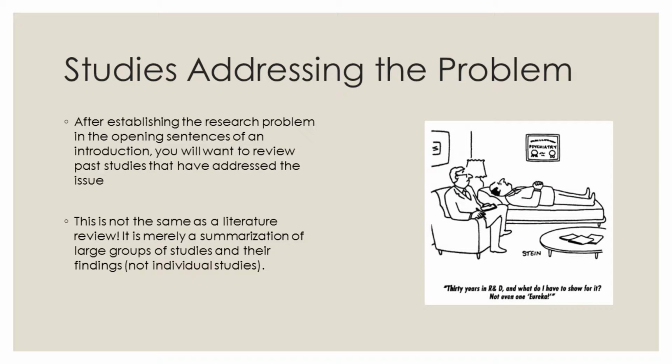After you've clearly established the research problem in the introduction of your research proposal, you will next want to review past studies that have addressed this issue. This is not a comprehensive literature review at this point. This is simply a few studies that you've looked at on the same topic. Basically, you want the reader to know that you've done your research and this topic is valid. There should be no discussion of individual studies in this portion. You're merely providing an overview of what multiple researchers have found on your topic. This literature review will be covered in a whole separate section.